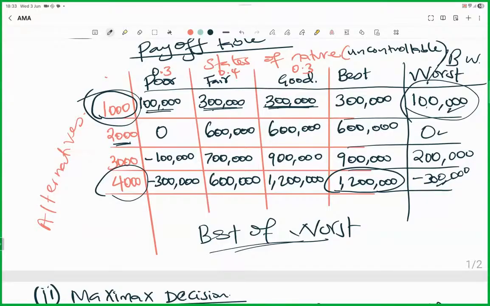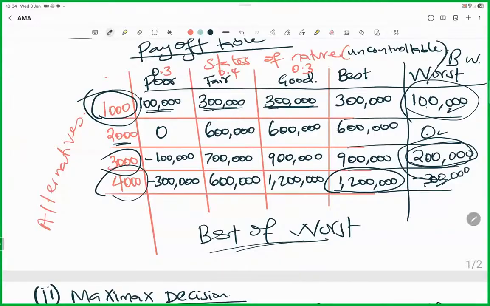3,000, yes. Because you see now here, worst, you get 100,000. Worst, you get 0. Here you get 200,000. So in this case, the best of the worst would have been this, which corresponds to 3,000. You go for the highest. That's why we are calling them maximum of minimums. But later on, I will be telling you why we normally use this worst rather than that maximum of minimums. There's a reason why we use worst.